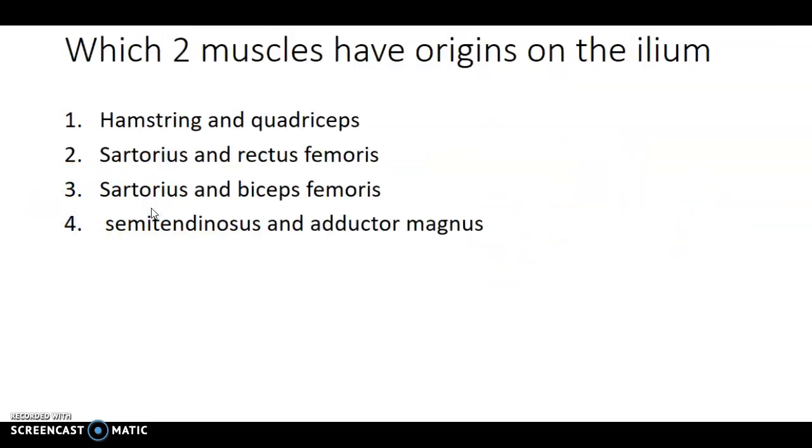Which two muscles have origins on the ilium? Not the ischium, not the pubic. It was not the hamstring, that was all the ischial tuberosity. Sartorius and rectus femoris, sartorius and biceps femoris. Semitendinosus and adductor magnus, that's a hamstring, that's on the ramus. So, which one is it? Well, which one's on front, which one's the back? This is a posterior muscle, so it's not that one. So watch out, they both have femoris, make sure you get them straight.